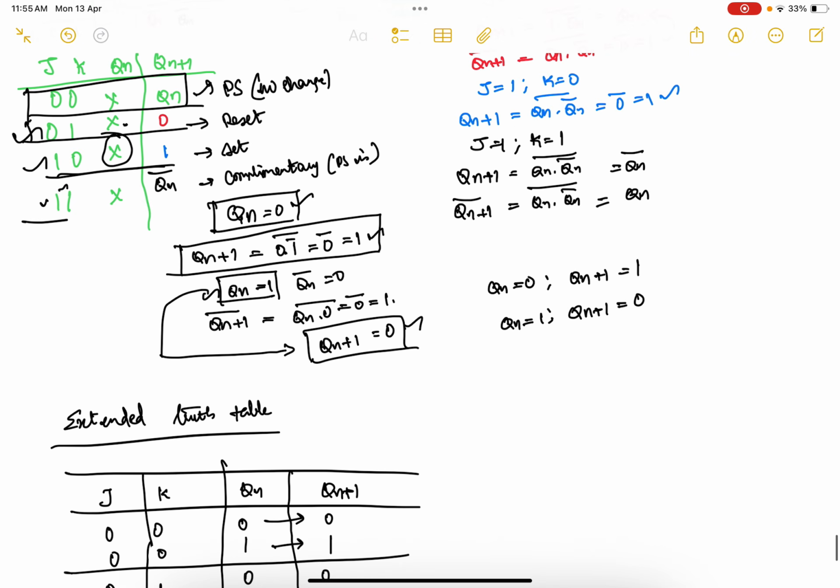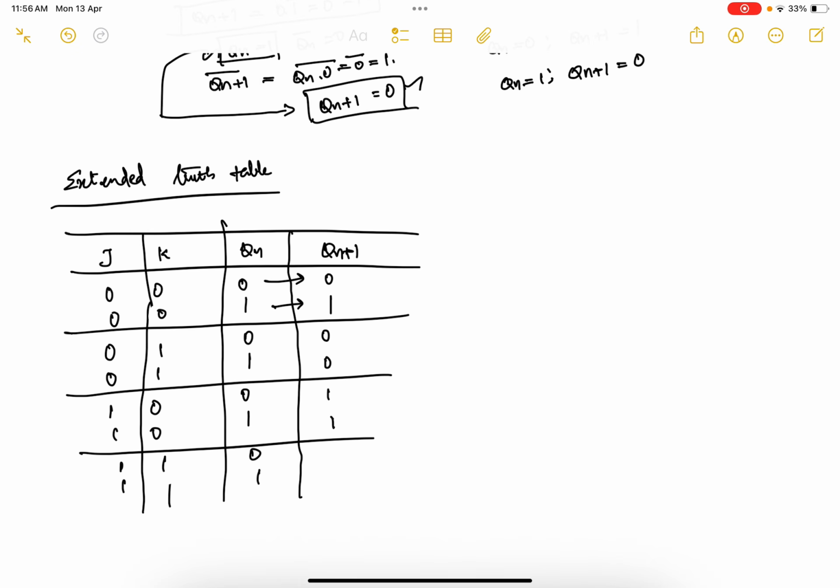But for this condition, that is the final condition, what is happening? If it is 1 1, the present state is becoming complemented. So here, what is the present state? Present state is nothing but 0, so this will become complement as 1. Here 1 is going to get complemented as 0. Okay, so your present state is getting complemented. So this is the extended truth table for the JK flip-flop.